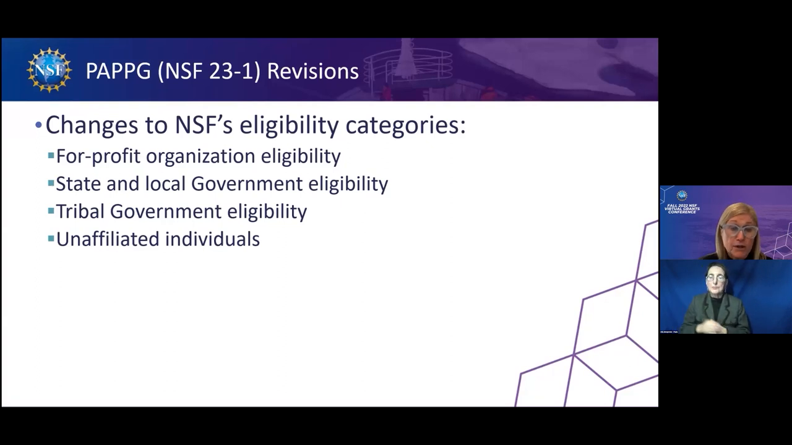The for-profit organization section was revised to highlight the new types of partnerships such entities may engage in, and that such organizations may be eligible for proposal submission. And this is vitally important to our new TIP directorate, as they will be looking for these types of collaborations with all types of eligible funding partners. So this particular change may attract new types of interested parties in submission of proposals to NSF.